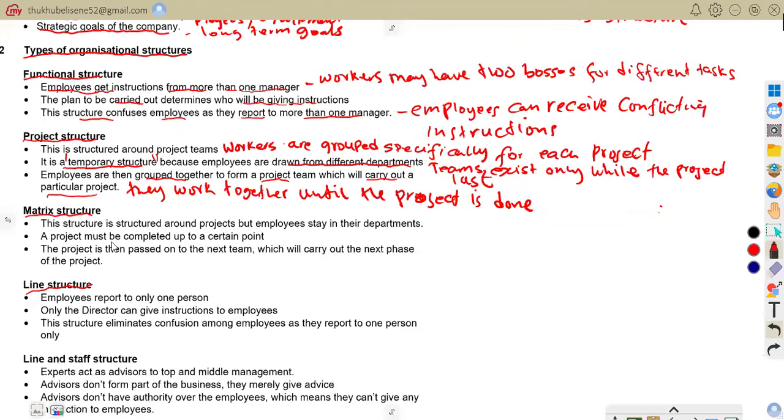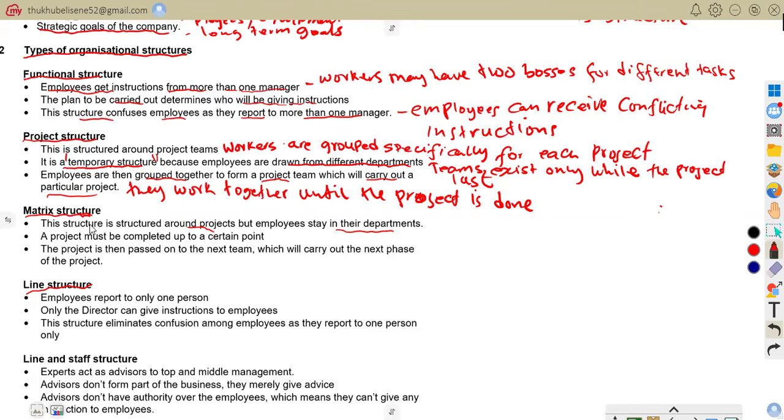So then we come to matrix structure. It says this structure is structured around projects, but employees stay in their departments. So what it means is that workers work on projects but still belong to their normal departments. For example, an engineer works on project A but still reports to the engineering department.